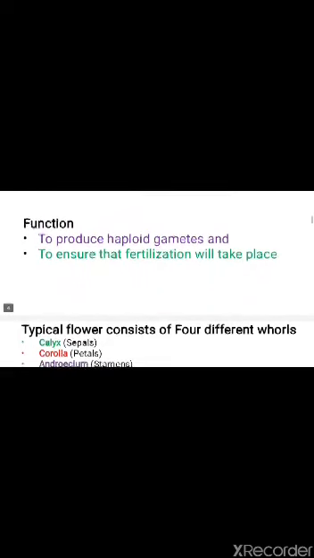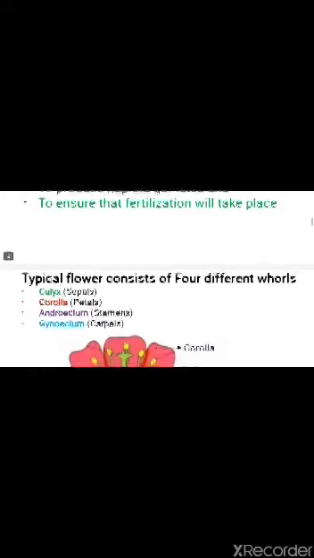Now the function of flower. It carries out two important functions. One is to produce haploid gametes, and second, to ensure that fertilization will take place. So the first function is to produce haploid gametes. Haploid gamete means the gamete which has half the number of chromosomes. That is called haploid gametes. And the second function is to ensure that fertilization will take place. So these are the two functions.